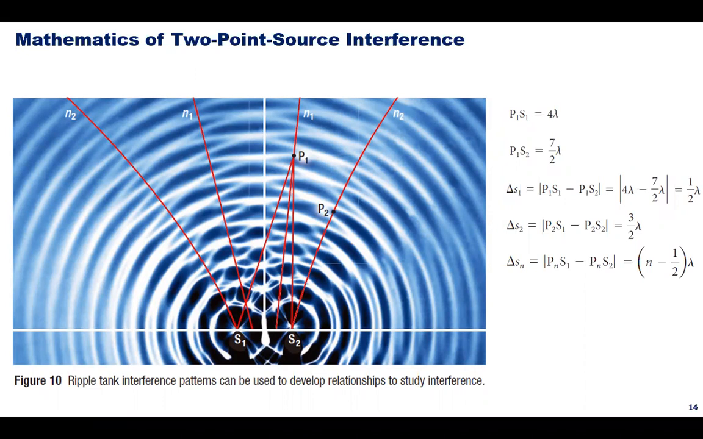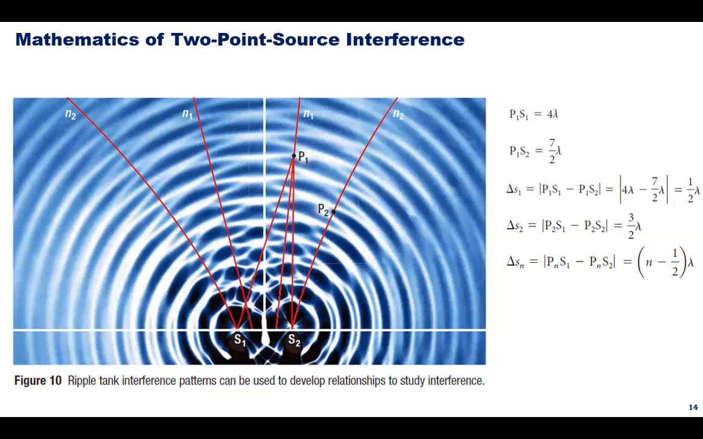The two sources, marked as S1 and S2, are separated by a distance of 3 wavelengths. They are vibrating in phase. The bisector of the pattern is shown as a white line perpendicular to the line that joins the two sources. We can see that each side of the bisector has an equal number of nodal lines, which are labeled N1 and N2 on each side.